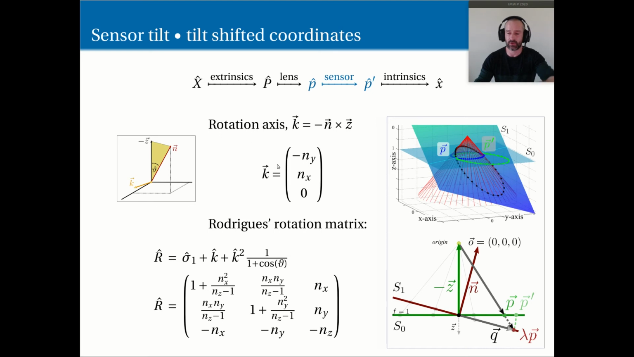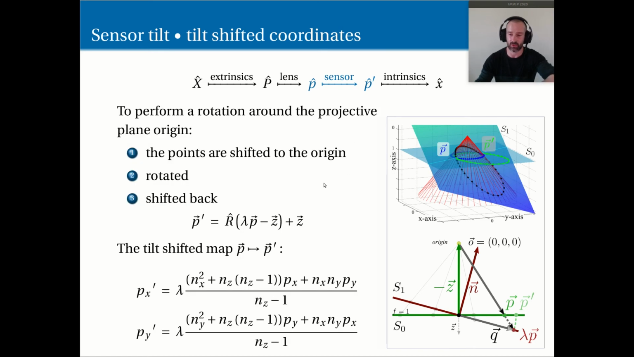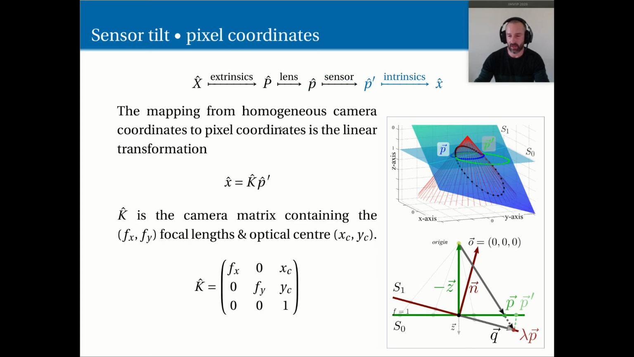So now what we want to do is rotate these black points to align with the coordinate system of S0. To do so, we use the Rodrigues rotation matrix. Our rotation axis is minus n cross z. To perform the rotation, we will shift our tilted plane to the world origin, as shown here, rotate, and then shift back. And this gives us the closed form of our tilt shifted map, moving from the blue points here to the green points. The final mapping is from our tilt distorted points to pixel coordinates, and this is the linear transformation where K is the camera matrix.